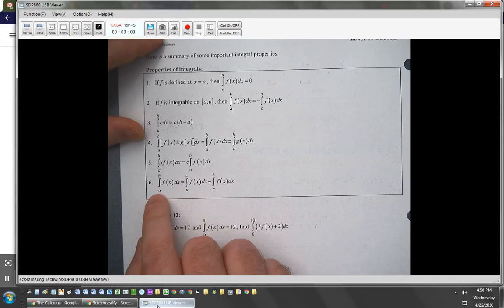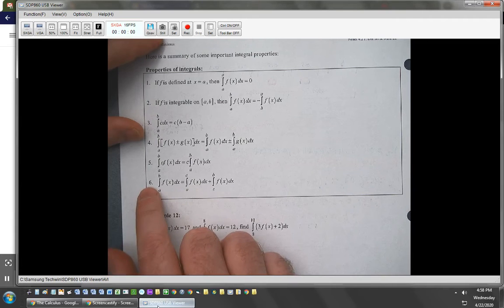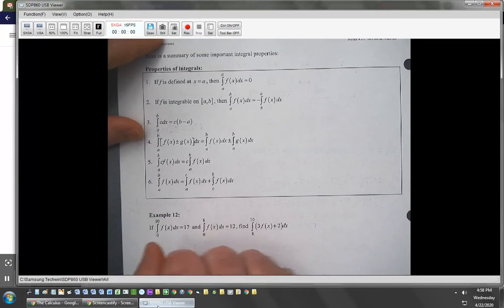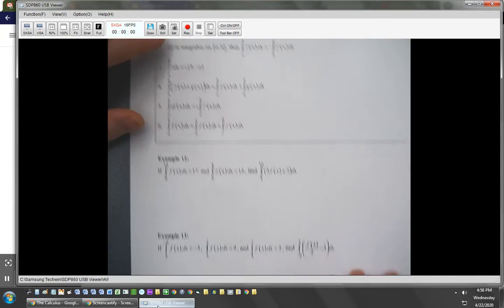And then there's this idea that if there's a value in between a and b, you can break up your curve. I guess it doesn't even have to be in between. It can go outside because you'd work backwards, but you can break up any sort of function. So these are kind of fun.